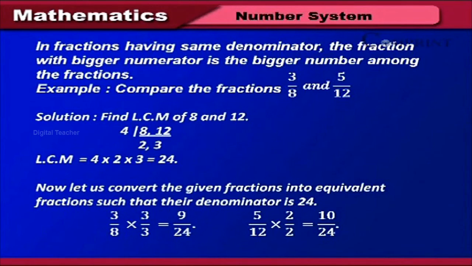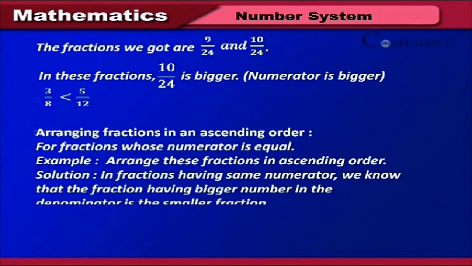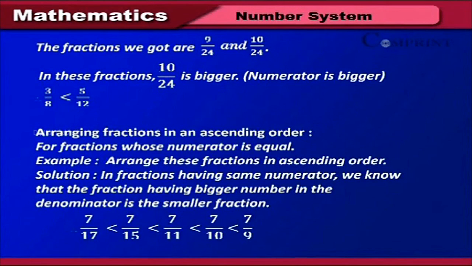Now let us convert the given fractions into equivalent fractions such that their denominator is 24. 3 by 8 into 3 by 3 is equal to 9 by 24. 5 by 12 into 2 by 2 is equal to 10 by 24. The fractions we got are 9 by 24 and 10 by 24. In these fractions, 10 by 24 is bigger as its numerator is bigger. Therefore, 3 by 8 is less than 5 by 12.